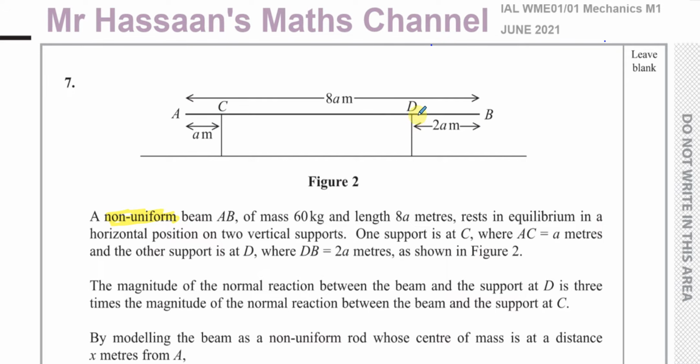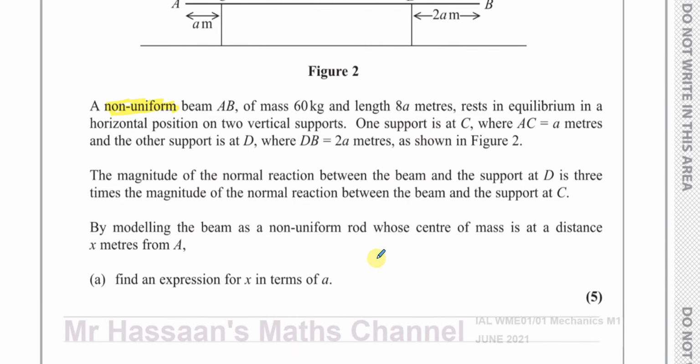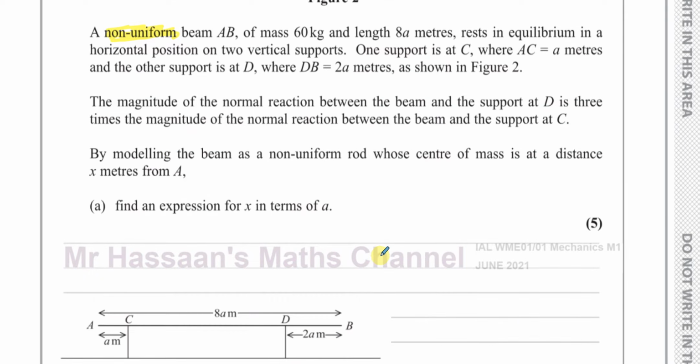When there are two surfaces in contact, there's always a reaction force between them. So there's a reaction force of the support on the beam, and also a reaction force of the beam on the support. Now, by modeling the beam as a non-uniform rod whose center of mass is at a distance x meters from A, find an expression for x in terms of a.